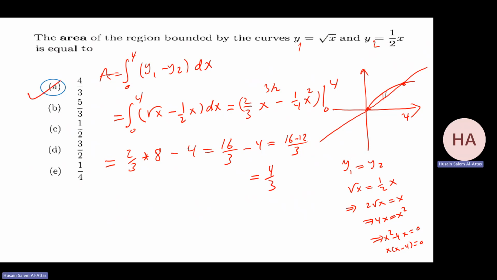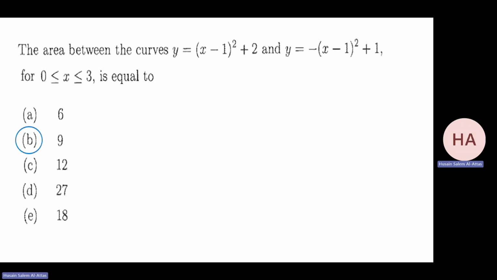Okay. The area between the curves y equals (x minus 1) squared and y equals minus... Okay, so this is a parabola, which the vertex is what?